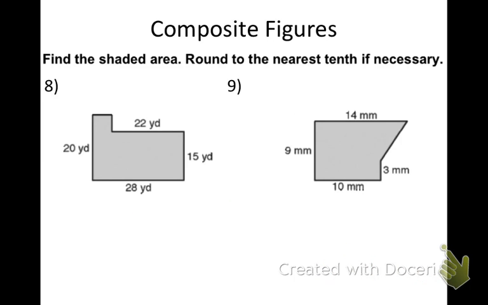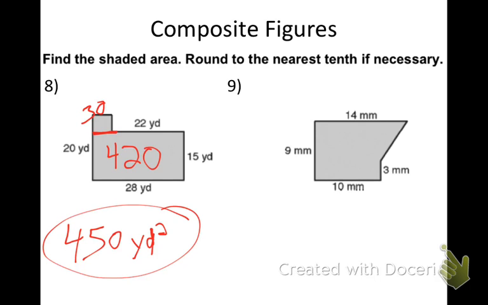Take a couple seconds, try numbers 8 and 9. Find the area of these shaded figures. Try these two. So number 8, broke it down into 2 rectangles. What's the area of the bigger rectangle, Emily? 420. Nice job. And then what's the area of the smaller rectangle, Amy? 30. Now I find the area of total. I would add those up, and that gets me 450 yards squared.